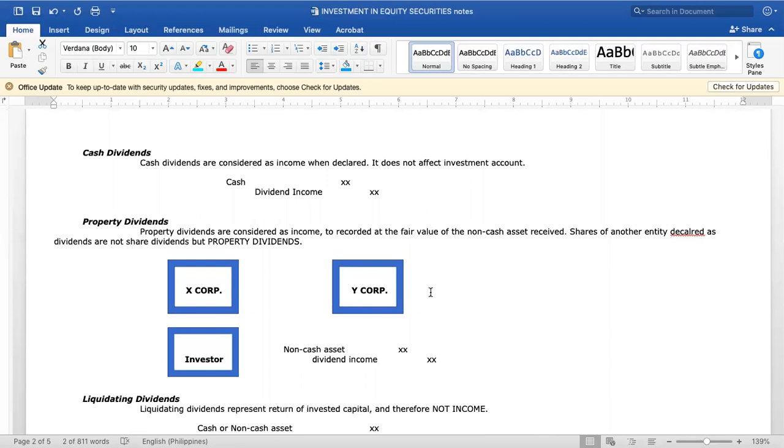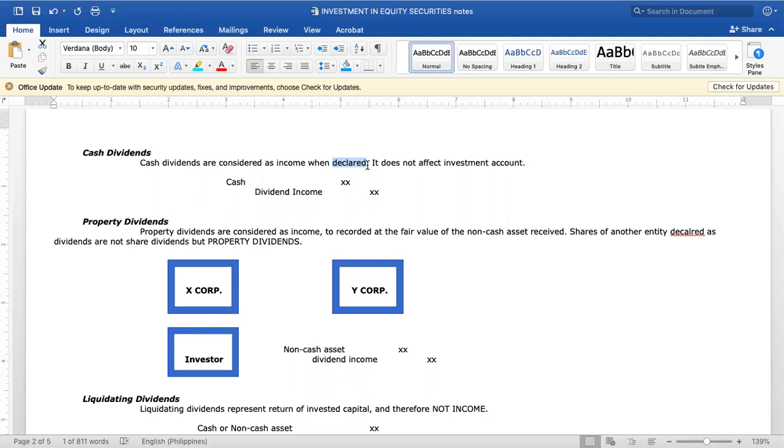And that cash na-receive is considered as dividend income, di ba? Because the return of your investment is through dividends. Okay, so cash dividends are considered as income when declared. So take note that income is earned when declared, so at the declaration date.